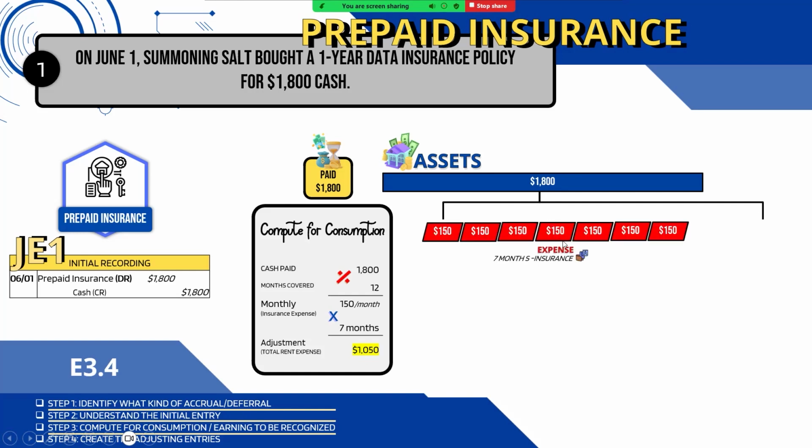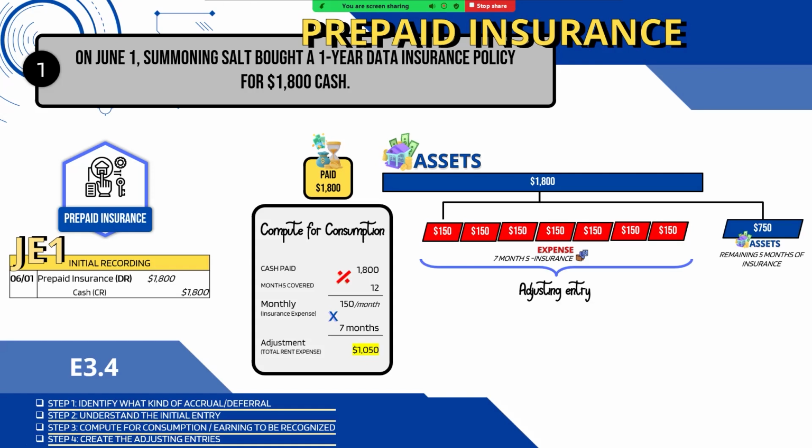A portion of it has been completely consumed by expense, so this is 7 months' worth, and the remaining 5 months' worth of assets. And therefore, to account for this expense occurring, we need to create our adjusting entry. So we have to recognize 1,050 worth of expense while lowering the asset for prepaid insurance.